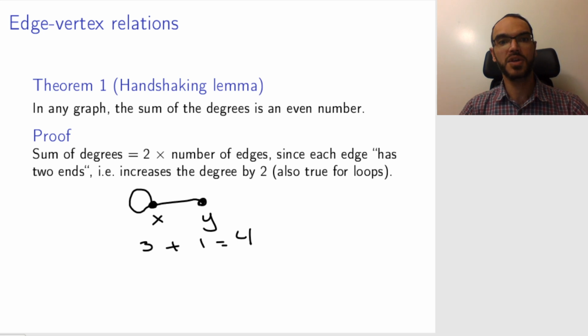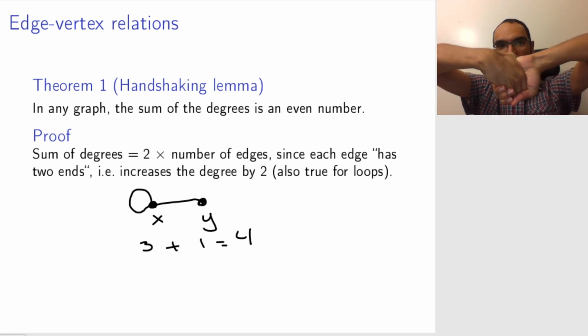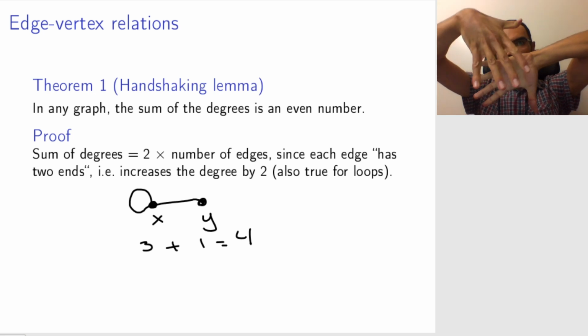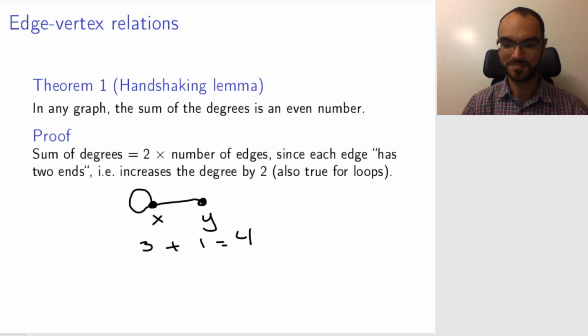Why is this called the handshaking lemma? Well, now we are in quarantine times, we're not allowed to shake hands, but in a world where you can shake hands, when you shake the hand of a person, each handshake involves 2 hands. So that's why it's called the handshaking lemma.